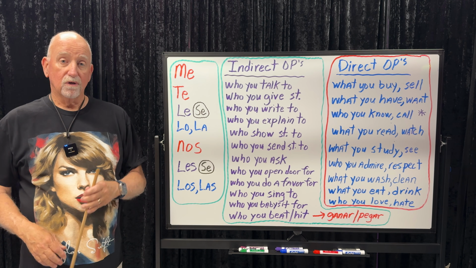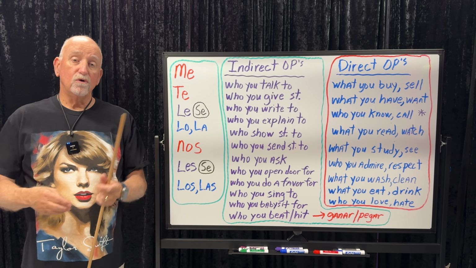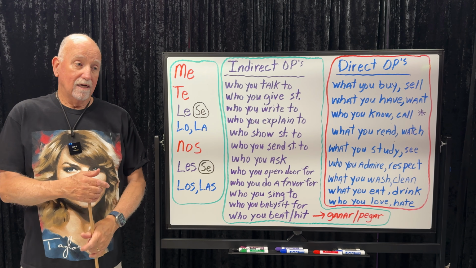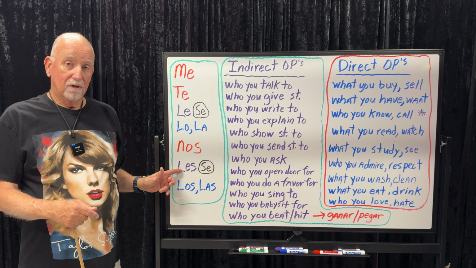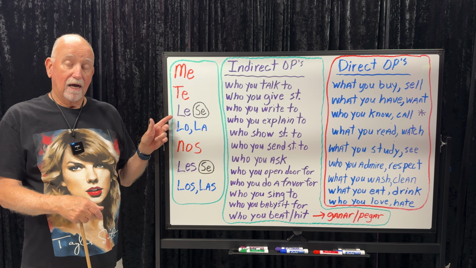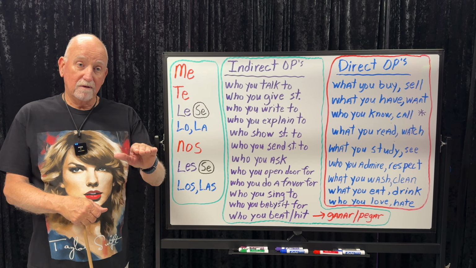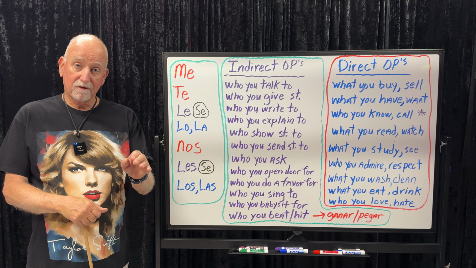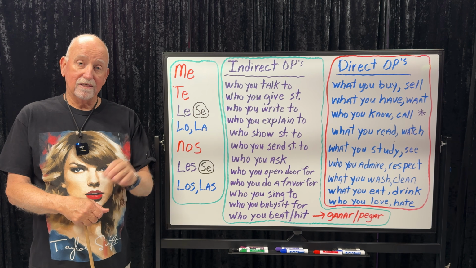Remember, the person to whom you give, that's going to be le or les. Who you write to. What you write is a letter. That's your direct object pronoun. To whom you write, that's your indirect. I write to them. Les escribo. Right? I write to her. Le escribo. I write the letter. Escribo la carta. Right? La escribo is I write it. La escribo. I write it. Le escribo is I write to him or I write to her.